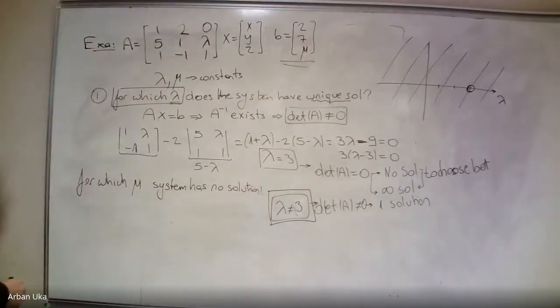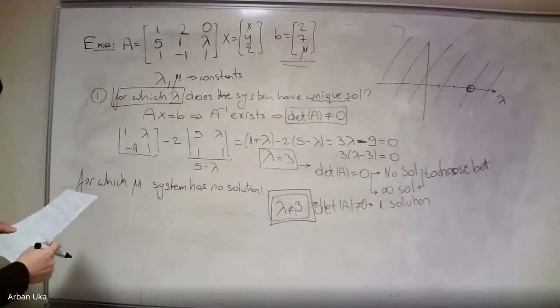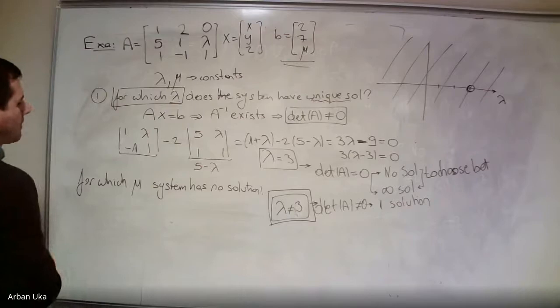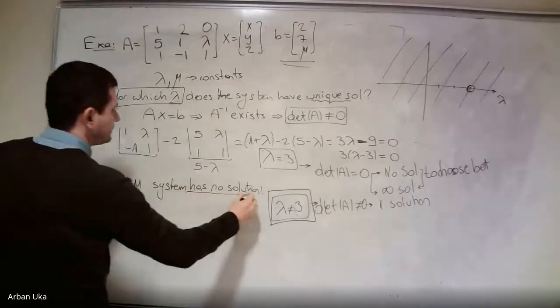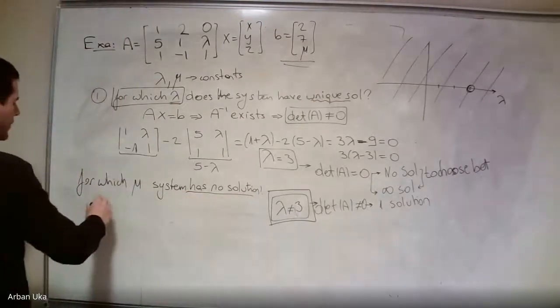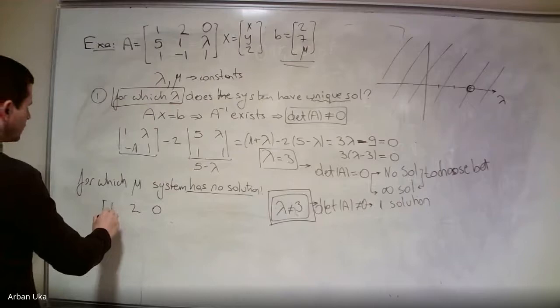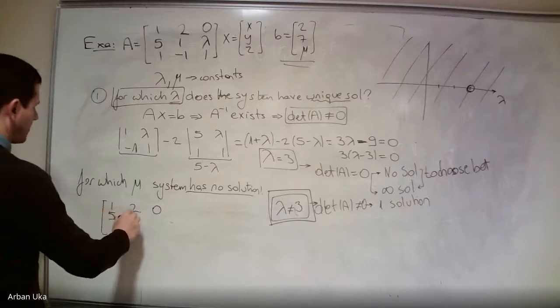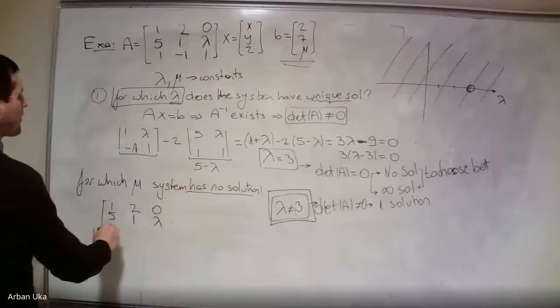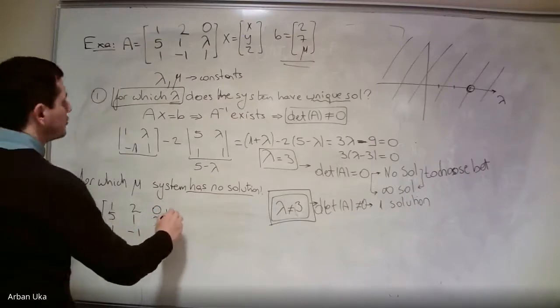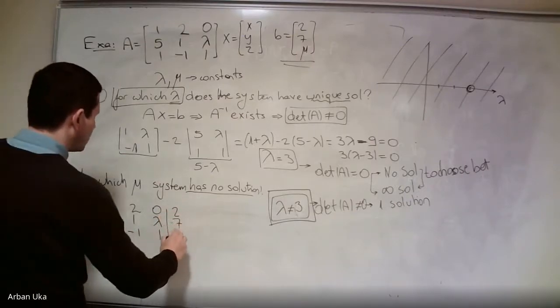For which mu does the system have no solution? How are we going to do this? Whenever we build the augmented matrix, we try to solve it. We try to do the augmented matrix, right? Yes. Okay. 1, -1, 1. And here we have 2, 7, mu.